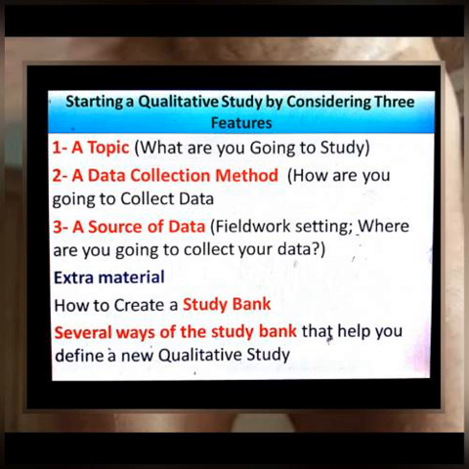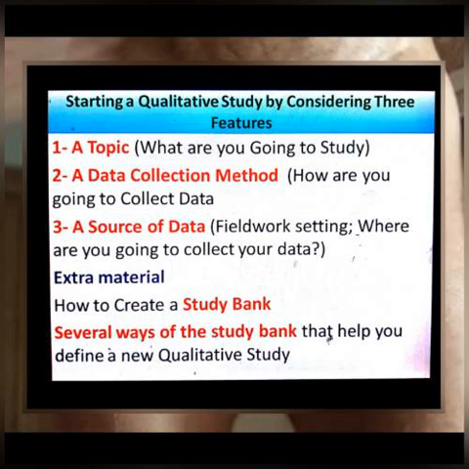The first one is a topic, that is, what are you going to study. The second one is a data collection method, that is, how are you going to collect your data. The third one is a source of data, or the field work setting, that is, where are you going to collect your data. And then there is some extra material, that is how to create a study bank, and several ways of using the study bank that help you define a new qualitative study, or that help you to define those three features by which we can start our qualitative study.